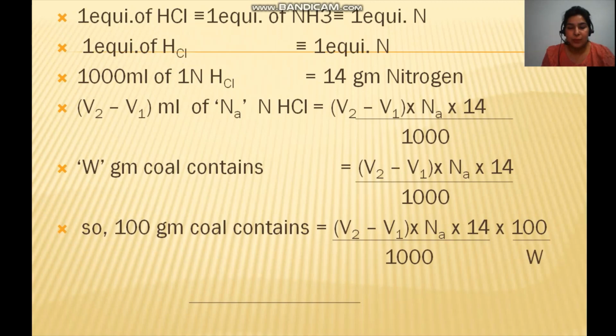So for 100 grams of coal, because we have to find the percentage, it contains V2 minus V1, that is the volume of acid consumed by ammonia, into normality of acid into 14 by 1000 into 100 by W. This W is the weight of coal. So percentage nitrogen comes as V2 minus V1 into Na into 1.4 by W, or we can write this formula as percentage nitrogen equals V2 minus V1 into normality of acid into 1.4 upon weight of coal.